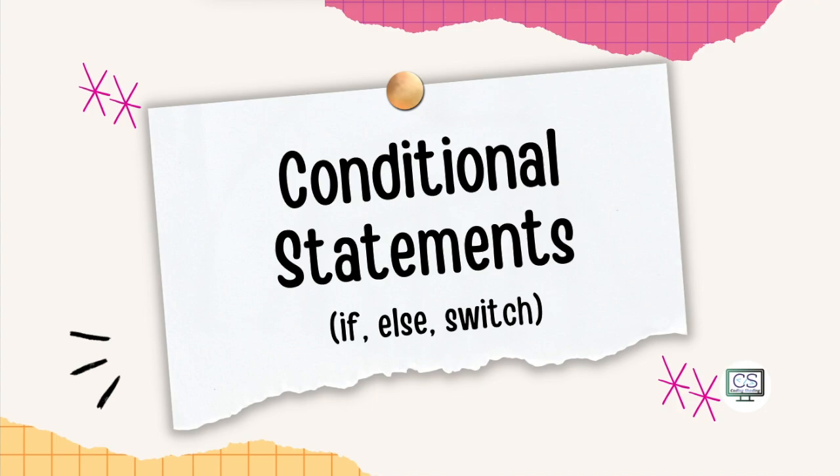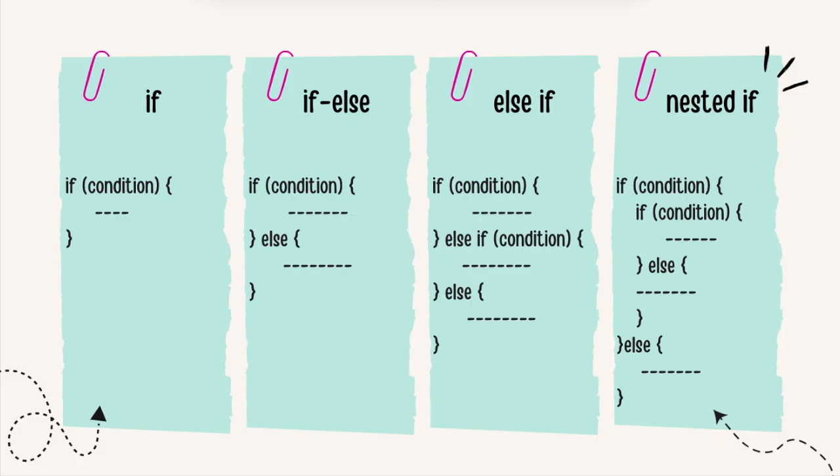Welcome back. So far we have learned variables, data types, and operators. Now it's time to make our programs smart, to make decisions using conditional statements. This is what allows your program to react differently depending on the input. Let us first understand the syntax of every conditional statement.